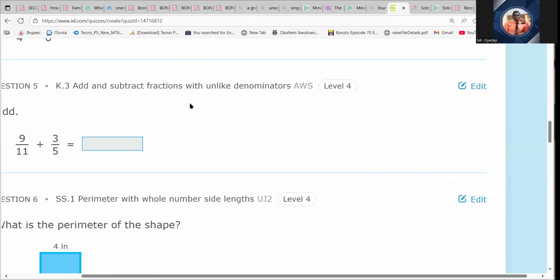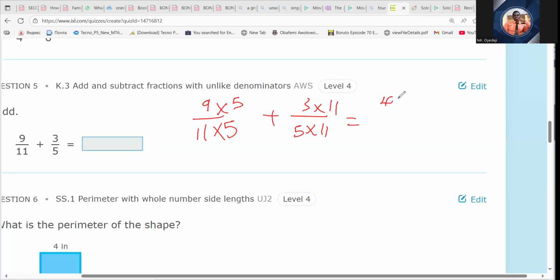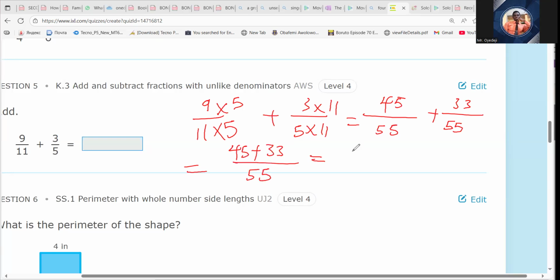Now, this one we still use the same method as we used before, the same exact method: 9 over 11 times 5 times 5, plus 3 over 5 times 11, which equals 45 over 55 plus 33 over 55, which equals 45 plus 33 over 55, which equals 8 and then 7. 3 plus 5 is 8, 3 plus 4 is 7, over 55.